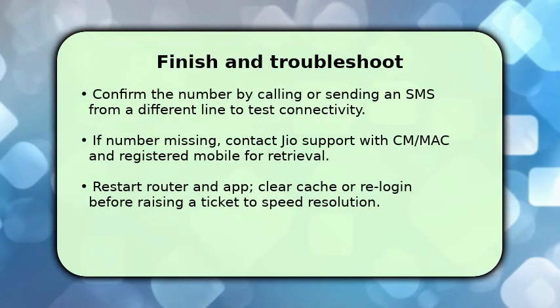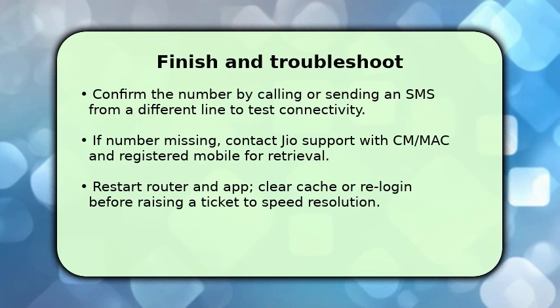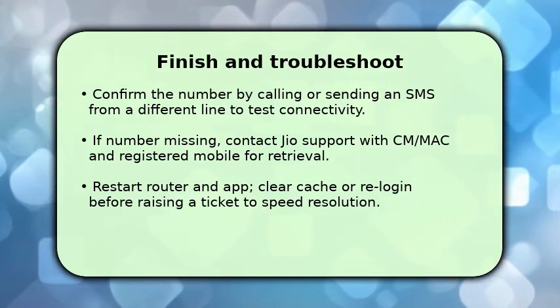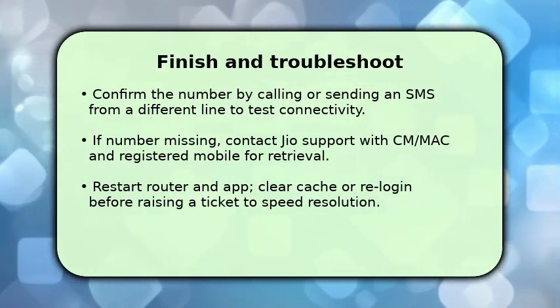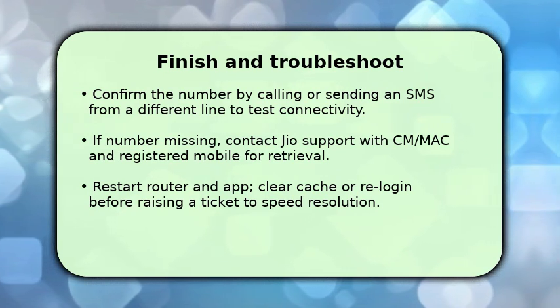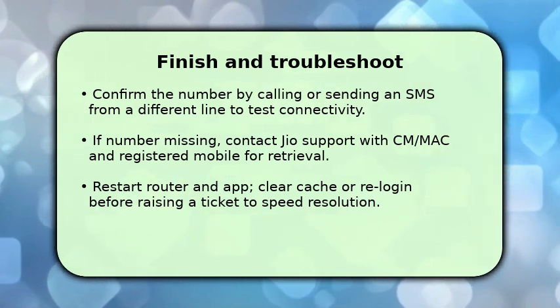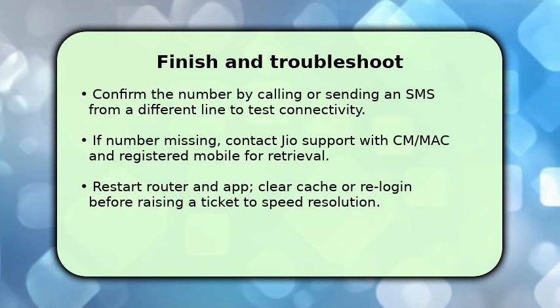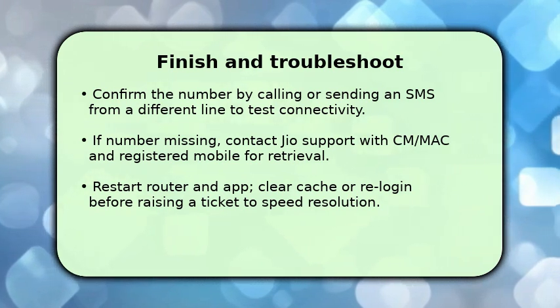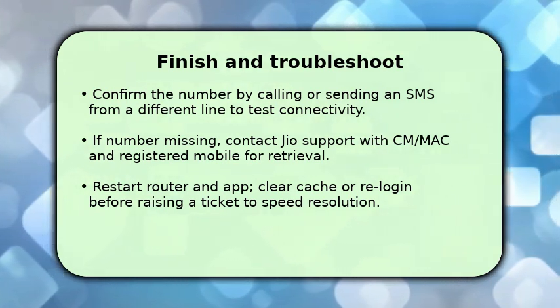To finish, verify the number by making a quick test call or sending an SMS. This confirms service activation. If you cannot find the number, gather the CM/MAC, registered mobile, and installation details, then contact Geo support or use the in-app chat to request the assigned number.